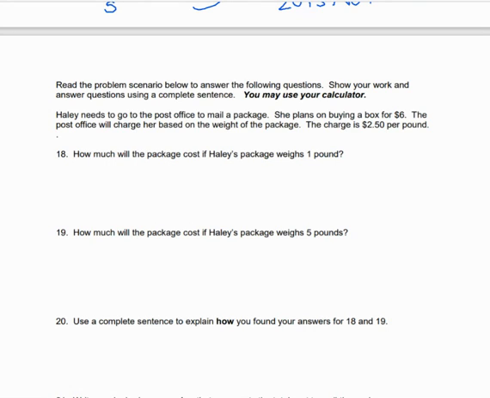All right, so I'm going to underline some important information. $2.50 per pound, and we're buying a single box for $6. How much will her package be if it weighs 1 pound? So what do I have to pay for this total thing? $2.50 per pound, right? So $2.50, and how many pounds am I multiplying $2.50 by in this case? 1. Good. So $2.50 times 1.